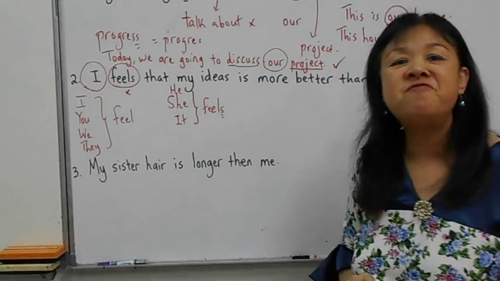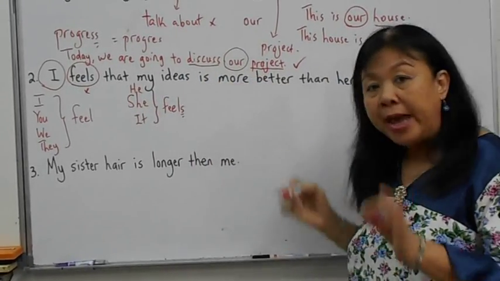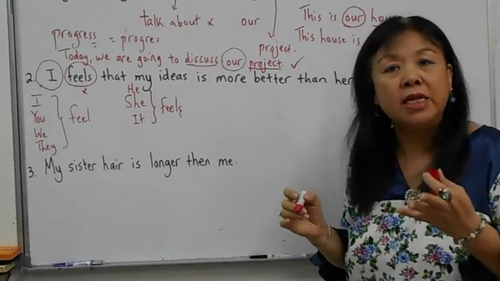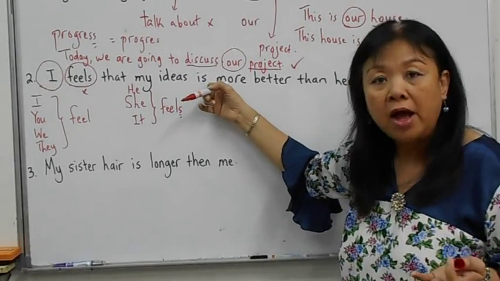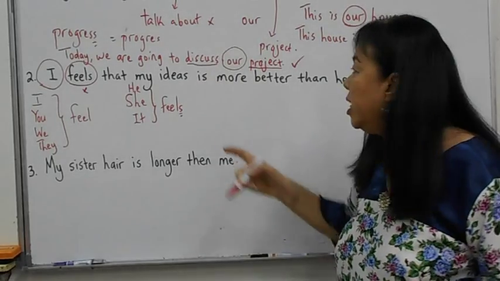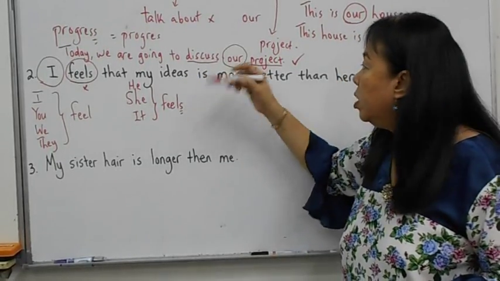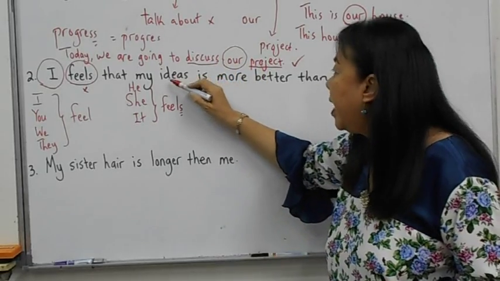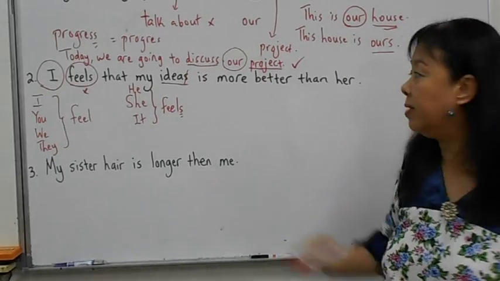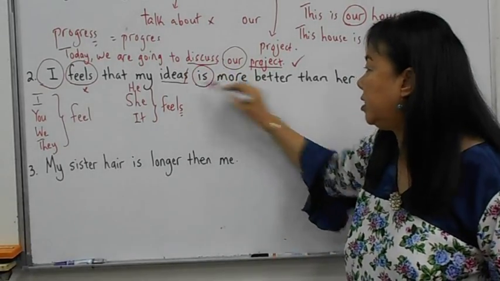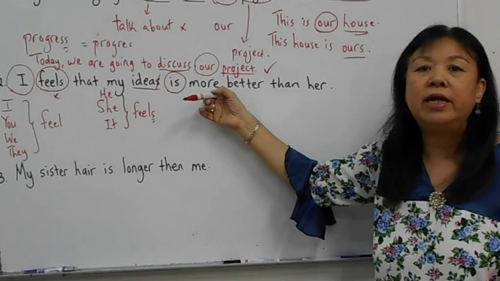It should be I feel that my ideas is. It depends on what you mean. If you are talking about many ideas, then instead of is you should say are. If you are talking about one idea, it should be idea is, ideas are. So it's either one. Perhaps we can cut this off. So it becomes idea because here we are using is. Can we ever say more, better than?